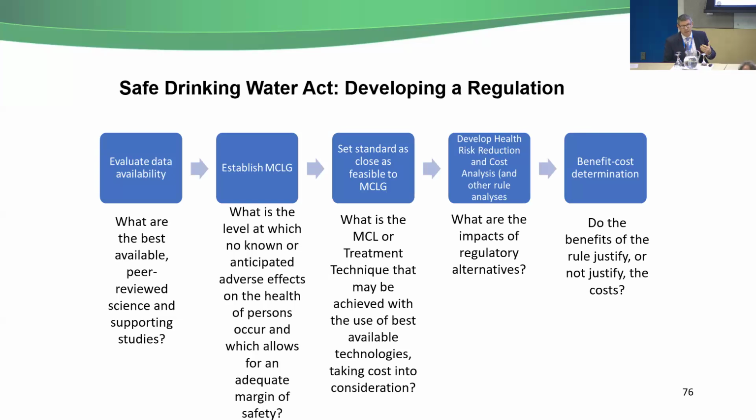We have to establish a maximum contaminant level goal, which is a non-enforceable standard. It's set at the level at which there are no adverse effects on the health of humans with an adequate margin of safety. It is a standard that then informs our health-based standard.